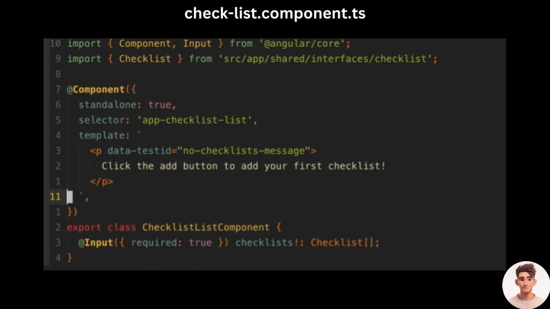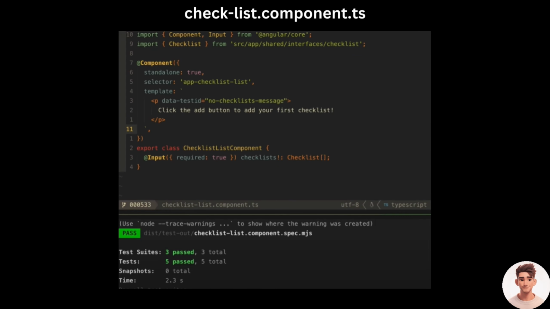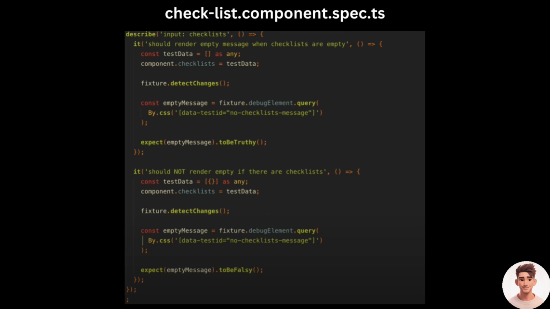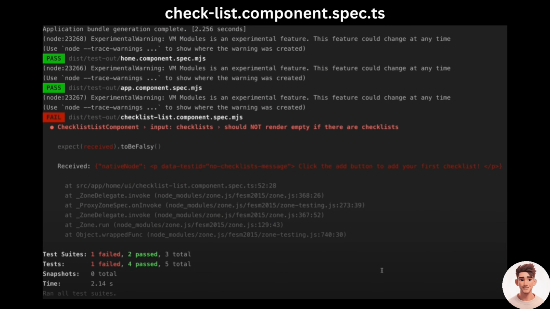So, I will just add the message to the template without any kind of logic, and now the test passes. So, this highlights the importance of our second test. We can test that the message is not displayed in a similar way. I can just copy-paste the same test, change the test input, and check for the opposite thing. As you can see, this test fails.